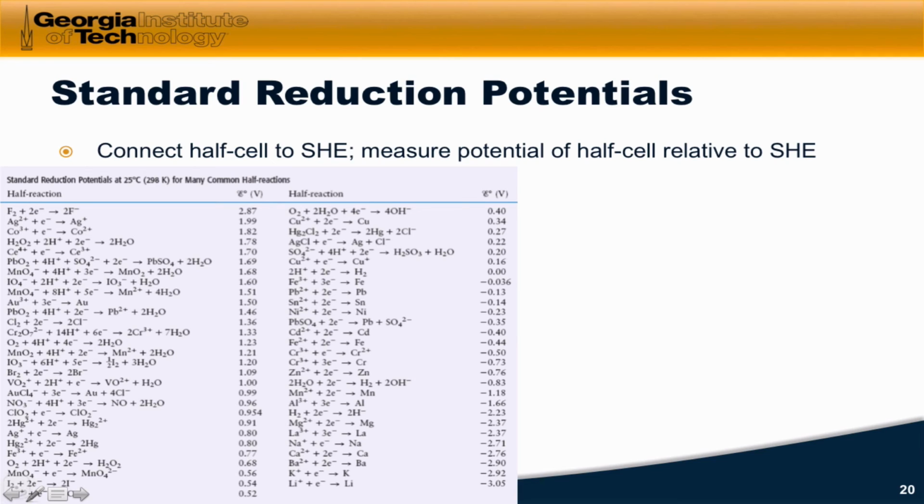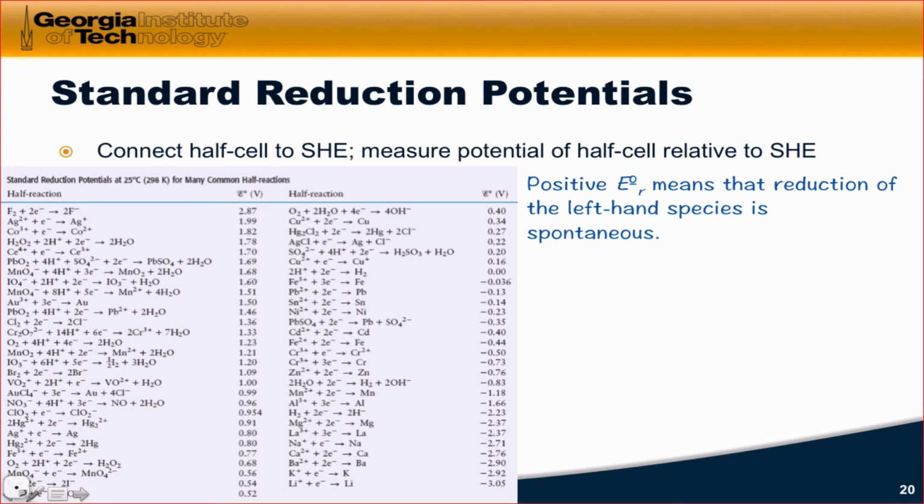To measure these, we connect each of these half cells, a half cell in which these half reactions occur, to the standard hydrogen electrode, and then we measure the potential of that half cell relative to the standard hydrogen electrode. Positive reduction potential means that reduction of the species on the left-hand side of the half reaction is spontaneous. So one of the most spontaneous reduction potentials is the reduction of F2. F2 plus 2 electrons goes to 2F−. Why is this so positive? Why is the reduction potential for this half cell much greater than 0?